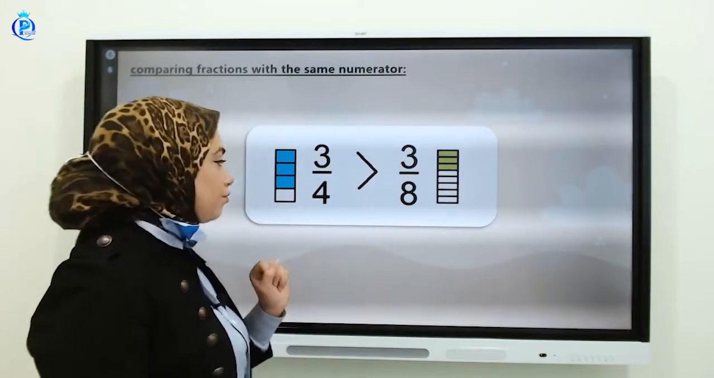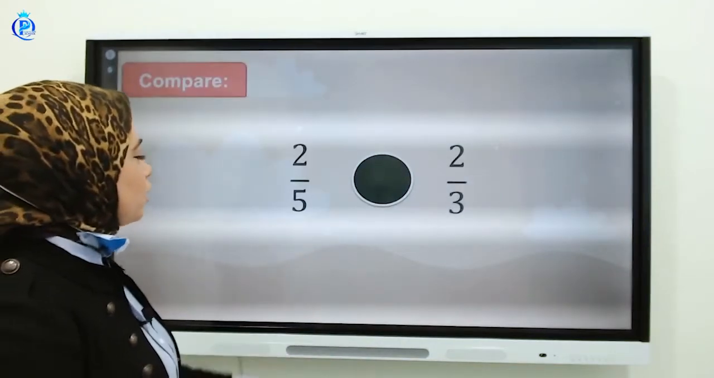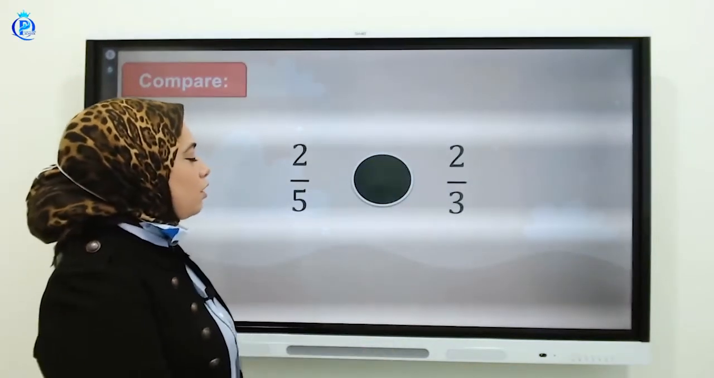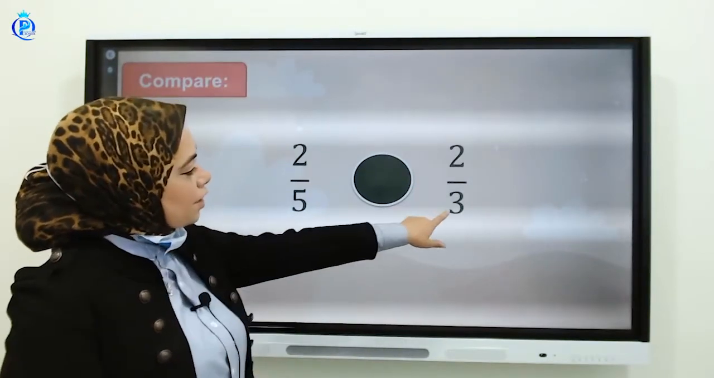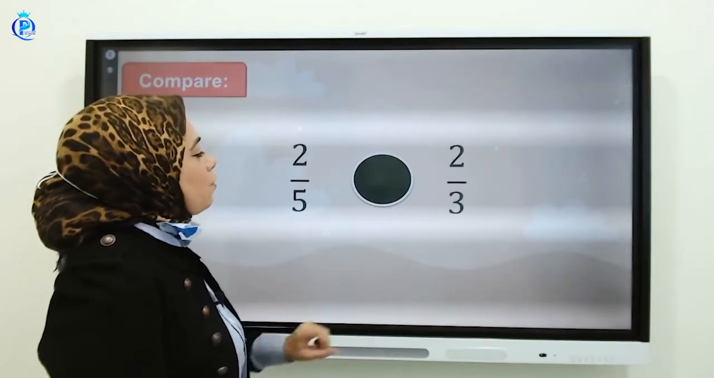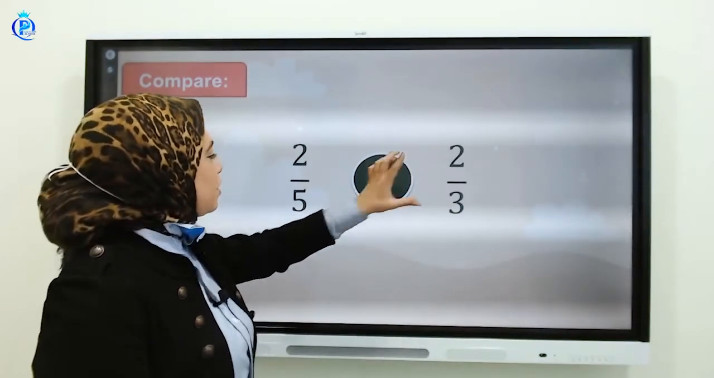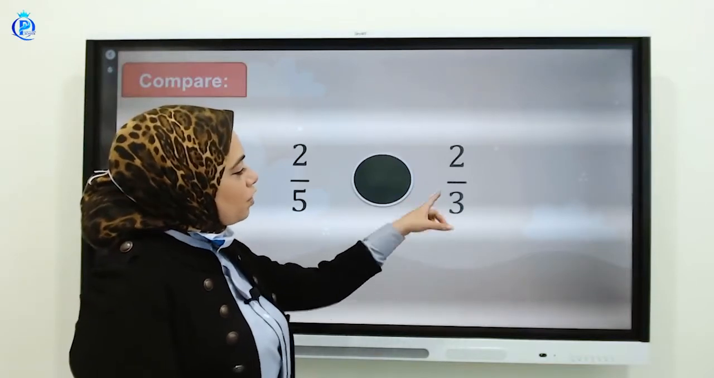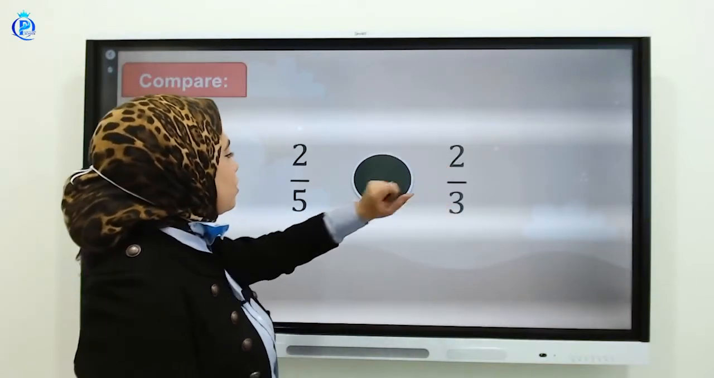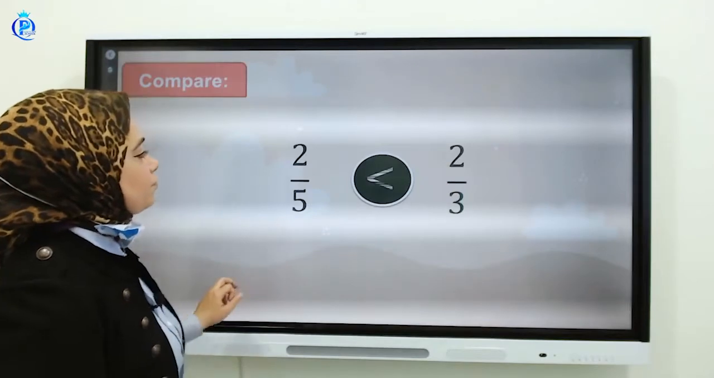Right or wrong? So here, 2/5 and 2/3. Look at the denominator. Which is smaller? 3 is smaller. So 2/3 is bigger than 2/5. When the denominator is smaller, the fraction is bigger. So 2/3 is bigger than 2/5.